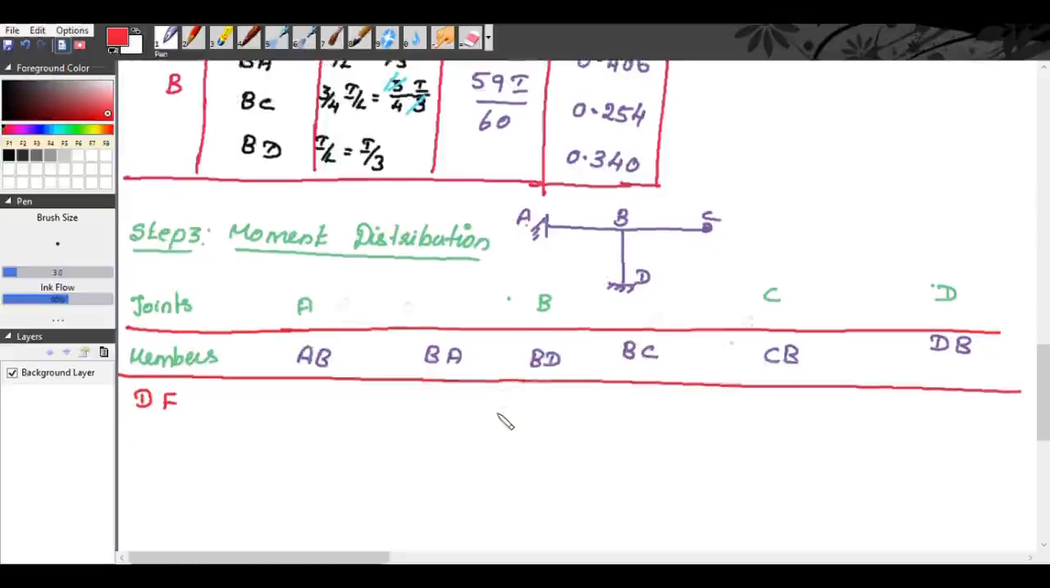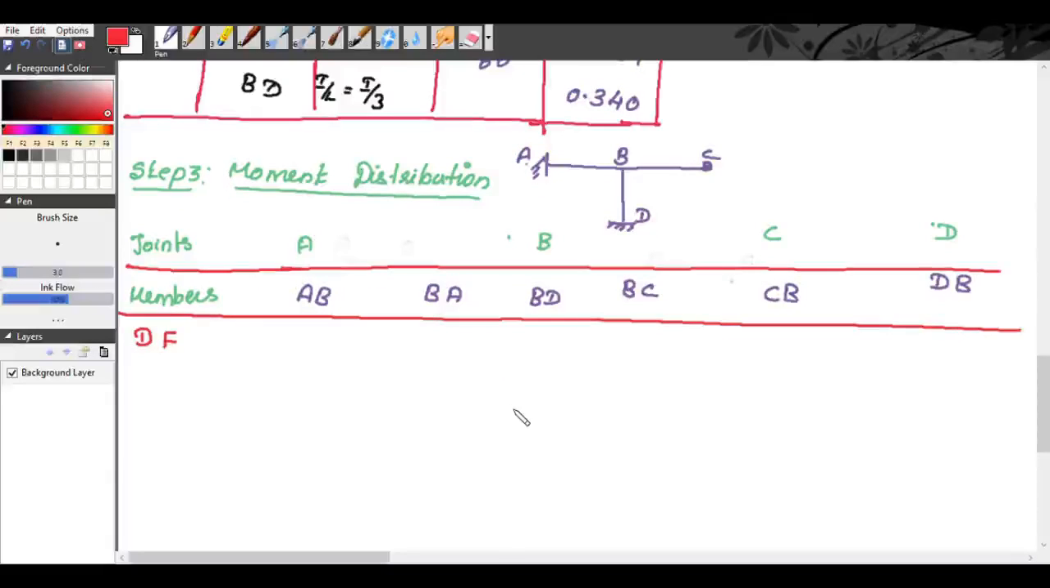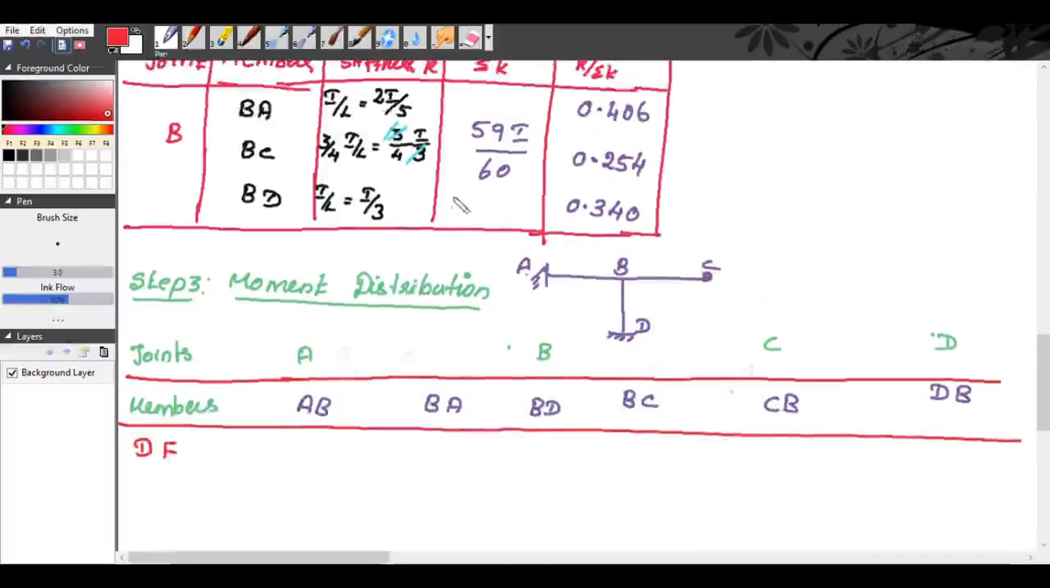Okay, we will write the distribution factors. So we have found for BA the distribution factor is 0.406. For BD the distribution factor is 0.340. For BC the distribution factor is 0.254.